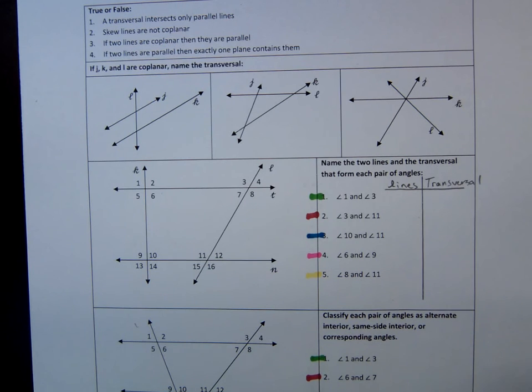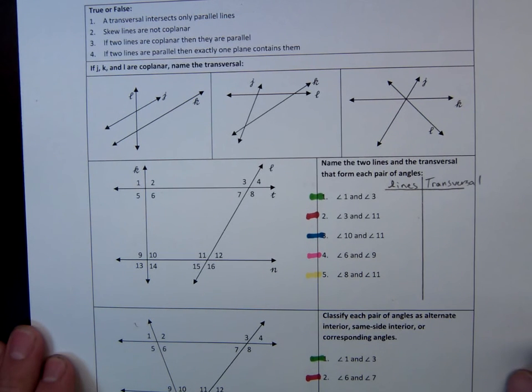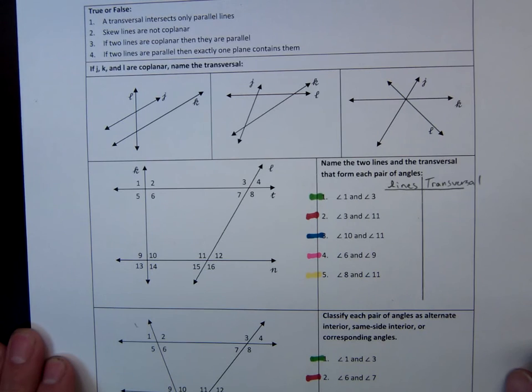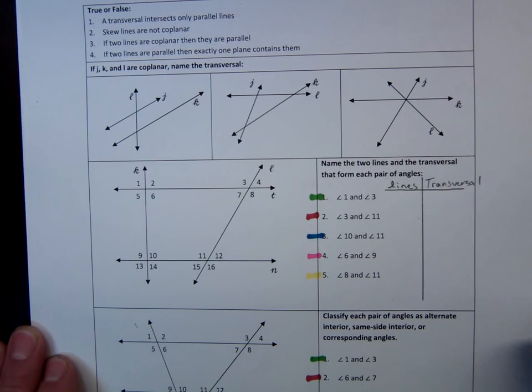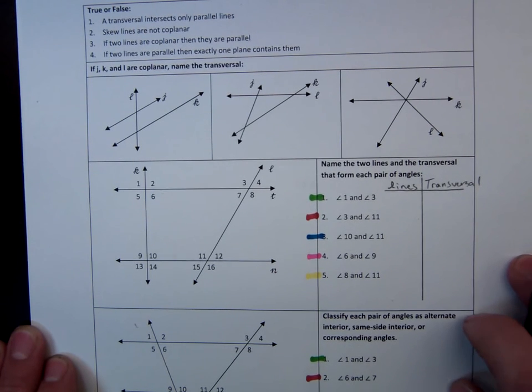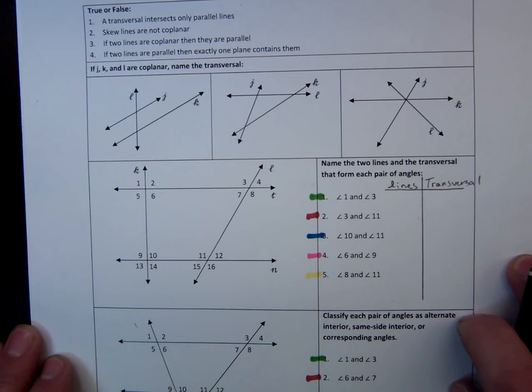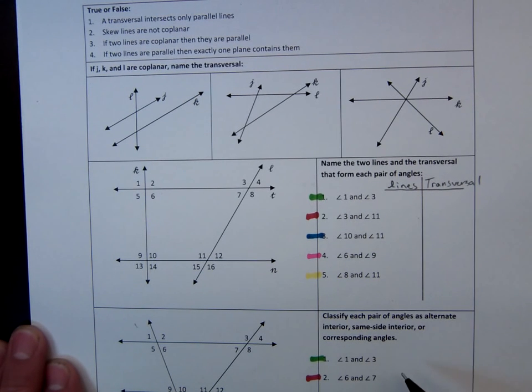All right, this is the second half of the 3.1 notes. The majority of this we did review in class, or not the majority, but the beginning part of this we did review in class, but we're going to go through some strategies that will help you to identify both the lines and transversals that apply to specific angles, and also how to identify if two angles relate to each other as alternate interior angles, same side interior angles, or corresponding angles.